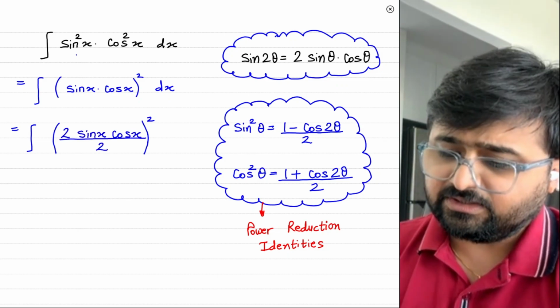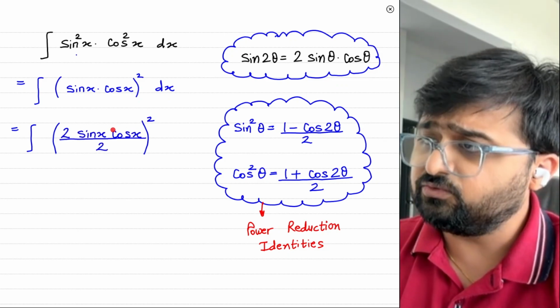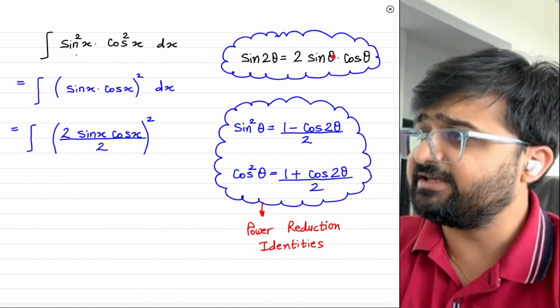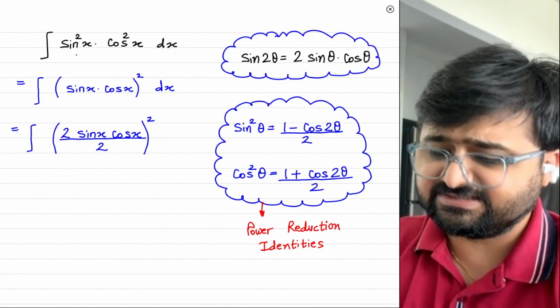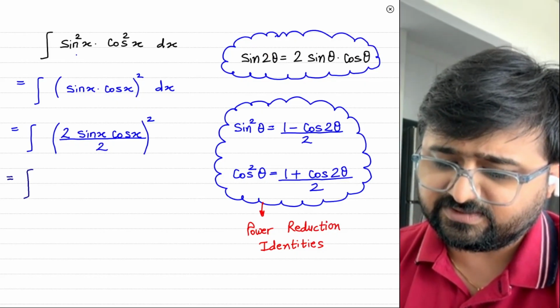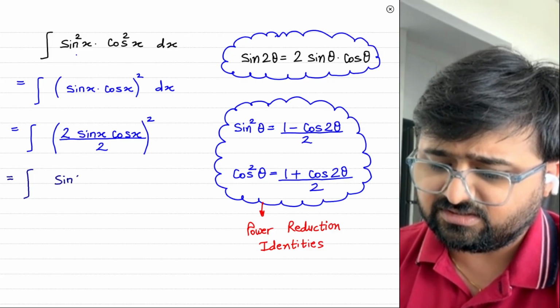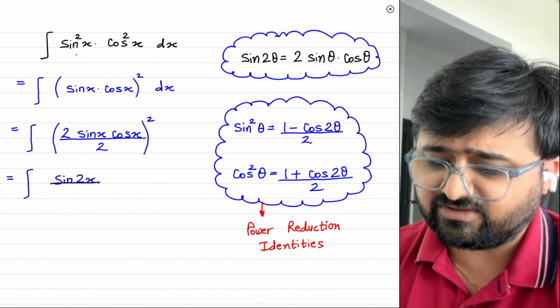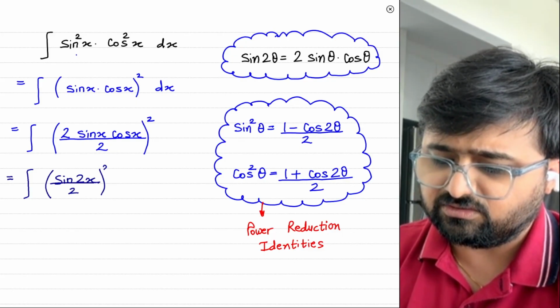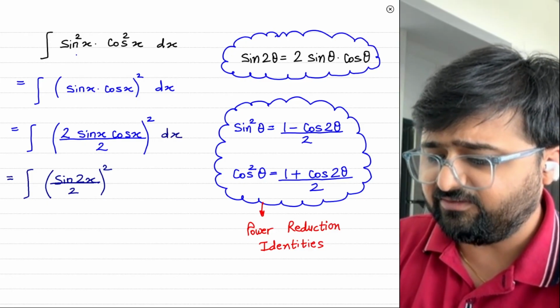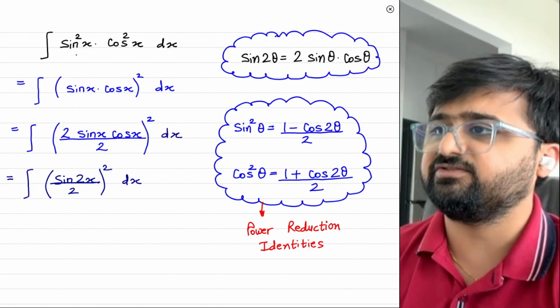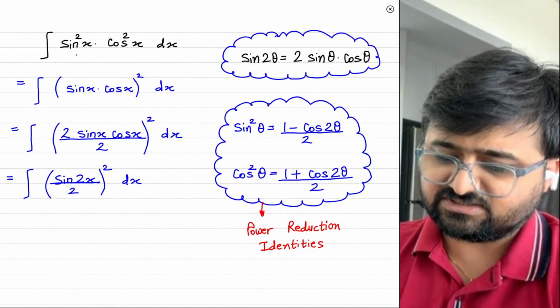Now the 2 sin x cos x, 2 sin theta cos theta, can be just written as sin 2 theta. So this will be nothing but (sin 2x divided by 2) the whole square. Remember, we are integrating with respect to x, so we have dx over here. I hope it makes sense so far.